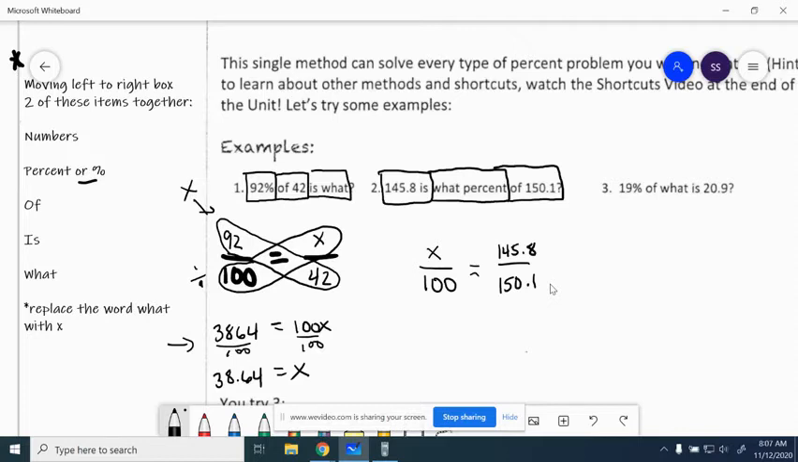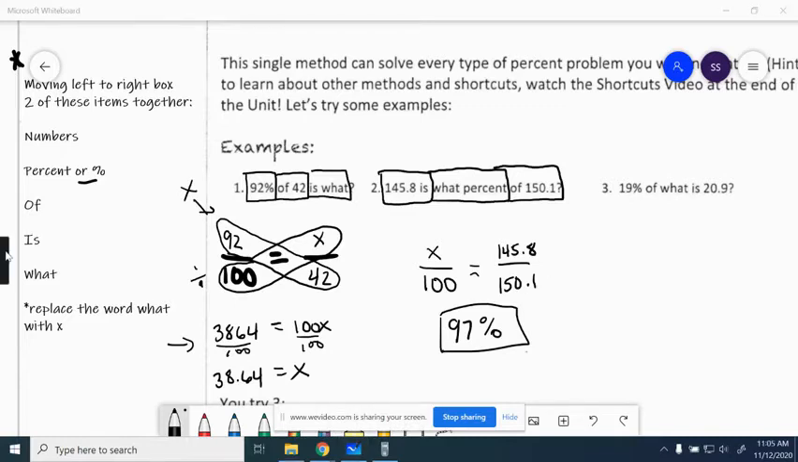Now this one here, we get 97. But remember, we're looking for percent, so we need to make sure that we add our percent symbol here for our answer. Okay, number 3.